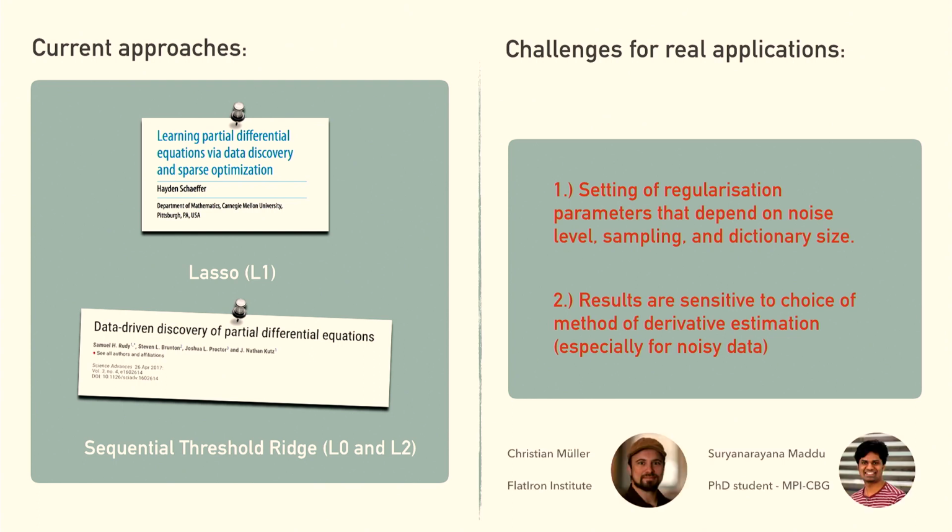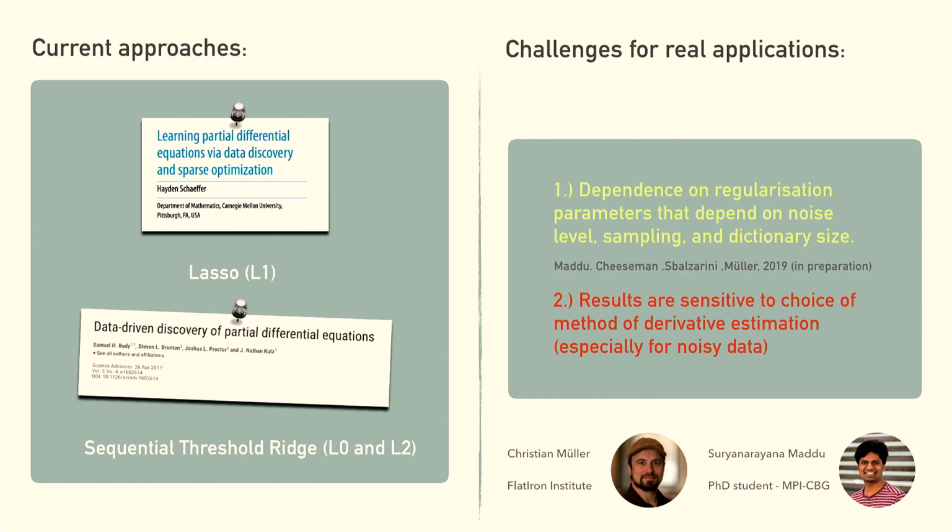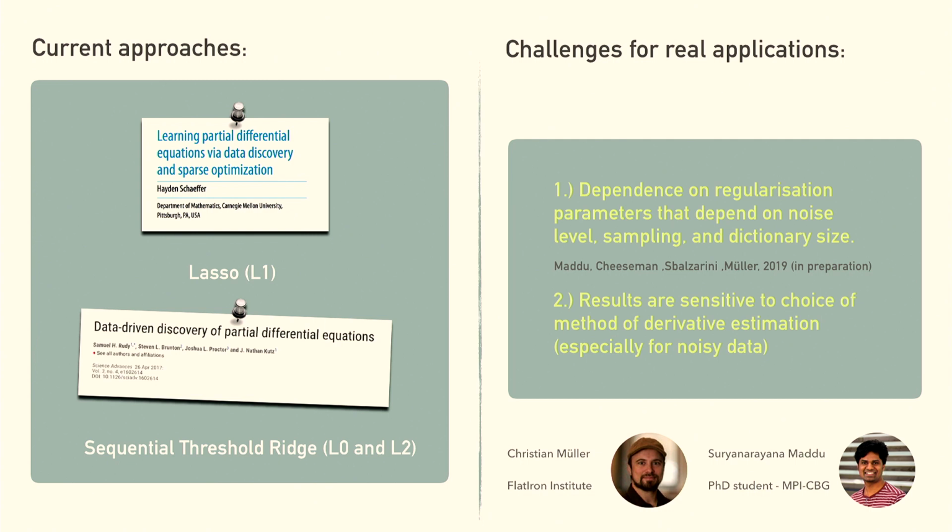And so I've been lucky to be working with Christian Müller, a data scientist at Flatiron Institute, and Madhu, a PhD student, on trying to tackle these two problems. In terms of the first problem, we've worked on using some existing recent techniques called stability criteria for removing the dependence of these parameters across different types of sparsity models. But the second thing that I want to talk to you about today in detail is addressing this problem of estimating derivatives.